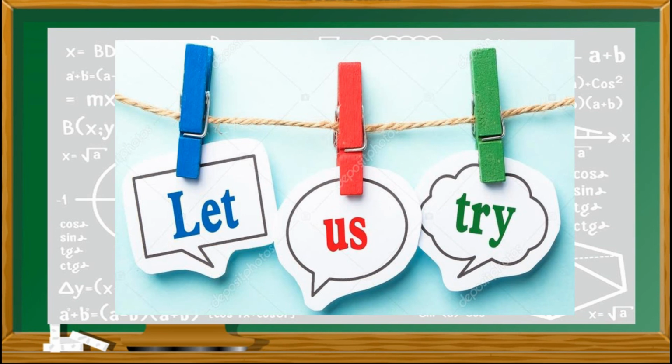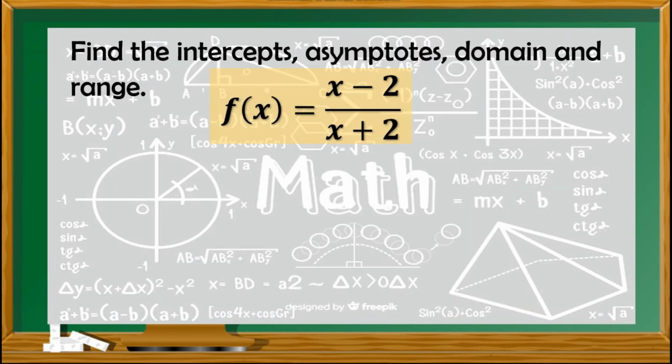After giving you several examples, kindly try the following items. Find the intercepts, asymptotes, domain, and range of this function f of x is equal to (x minus 2) over (x plus 2). You may pause the video so you could try this item.